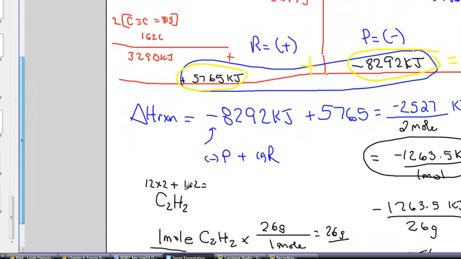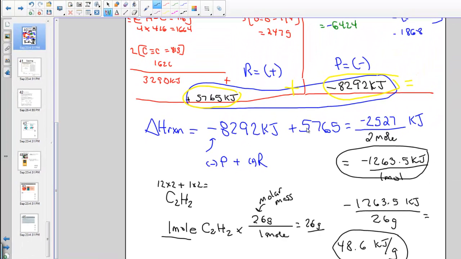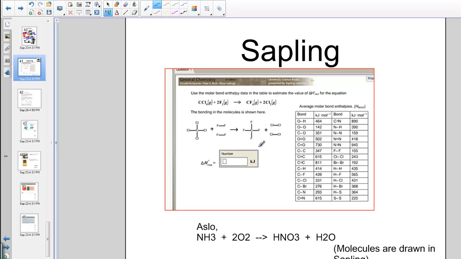We reviewed a little mole map work. When I changed my moles into grams, I used a term called molar mass, which is just me adding the formula weight off of the periodic table. The contribution of each atom to the overall weight of the molecule, 2 carbons at 12 apiece, added to 2 hydrogens at 1 apiece, gave me a molar mass of 26. So to convert my kJ per mole to kJ per gram, I used that molar mass and found the heat content in kilojoule per gram. You'll see several of these on your Sapling assignment as well.